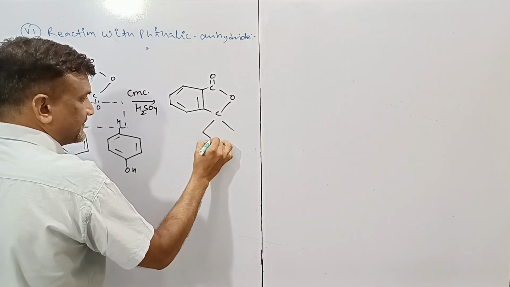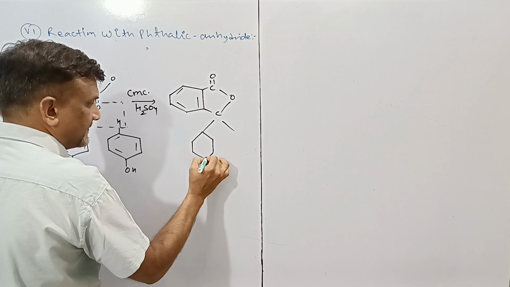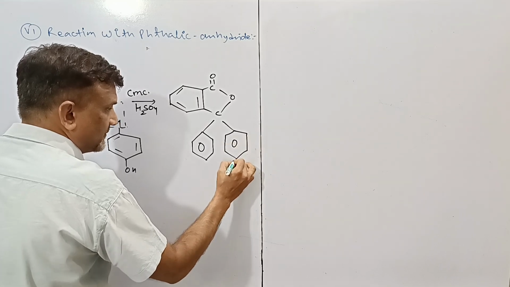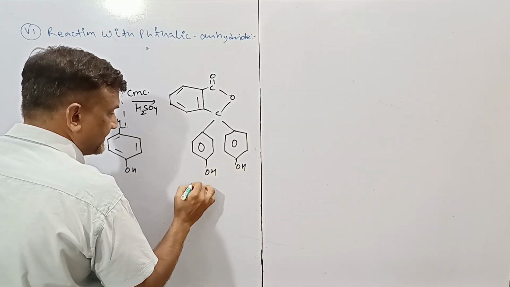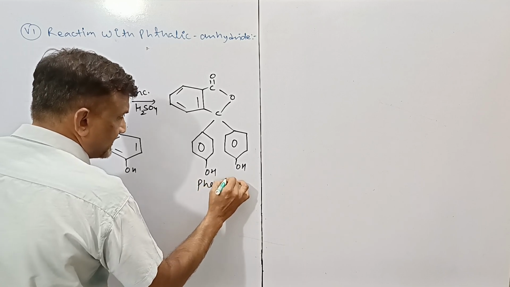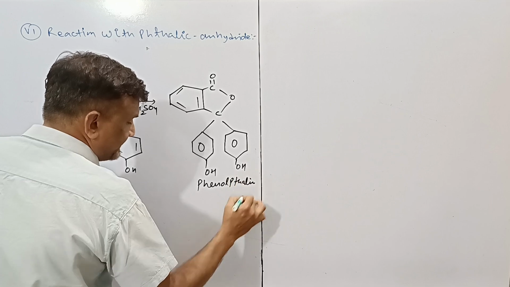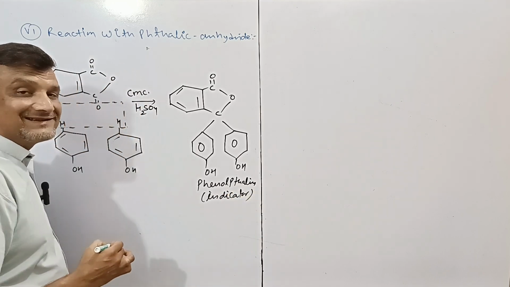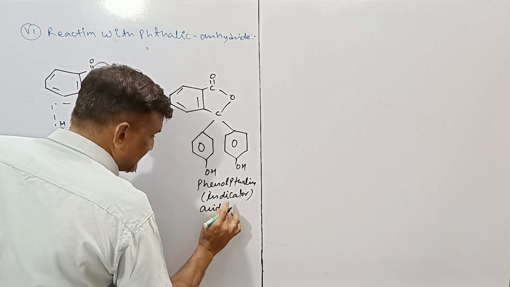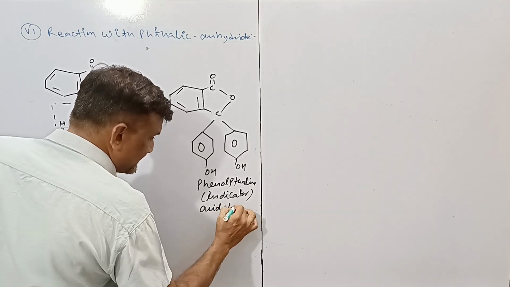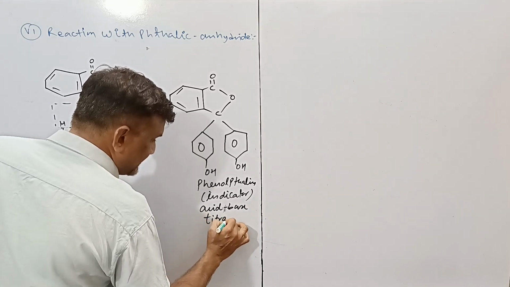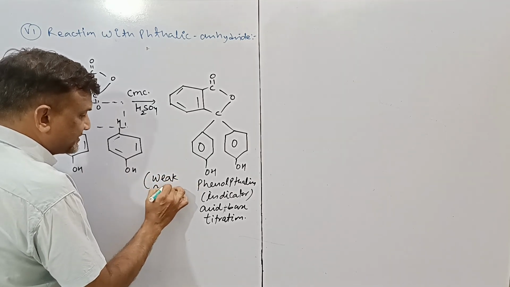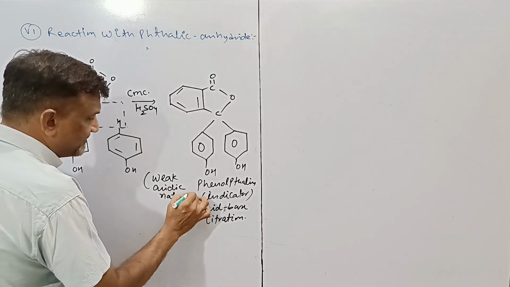Here are the two benzene rings. This is one of the benzene rings. This is the other benzene ring of the phenol. This is phenolphthalein. Phenolphthalein is an indicator. It is used in acid-base titration. It exists in a weak acidic nature.